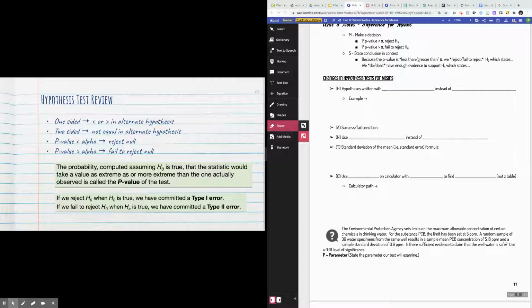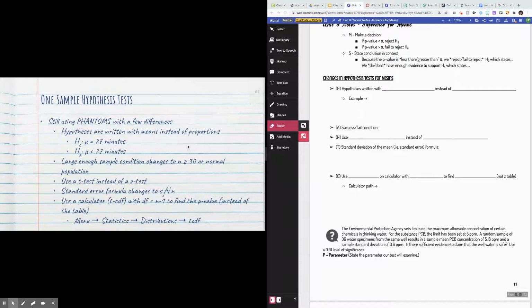Okay, and then just another quick reminder for you about error. Error occurs when what the test tells you to do, i.e. rejecting or failing to reject the null, does not match what should happen in reality. That's when an error occurs. Okay? A type 1 error is when you reject the null when in reality the null is true. And a type 2 error occurs when you fail to reject the null when in actuality the null is false and you should have gone with your alternative hypothesis instead.